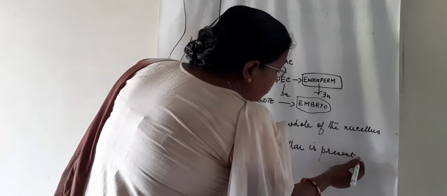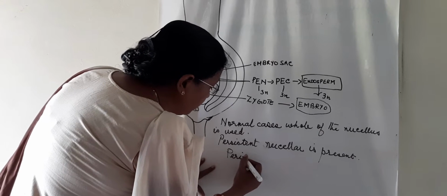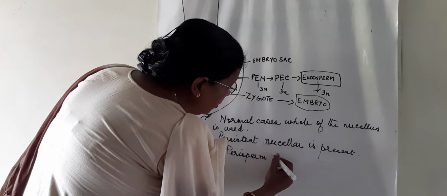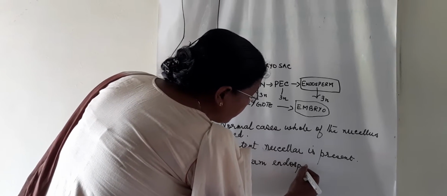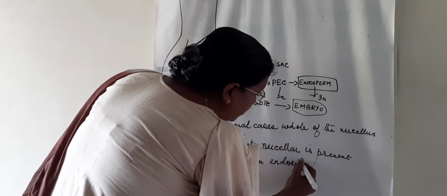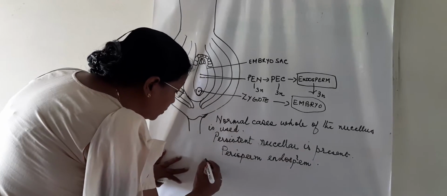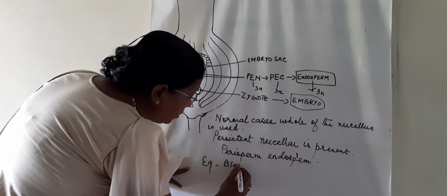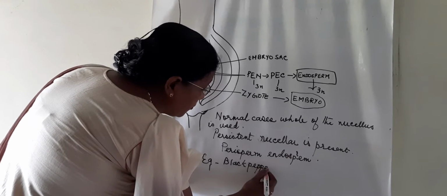It is present, so that is known as perisperm type of endosperm. Examples of this perisperm: we can take black pepper and beetroot.